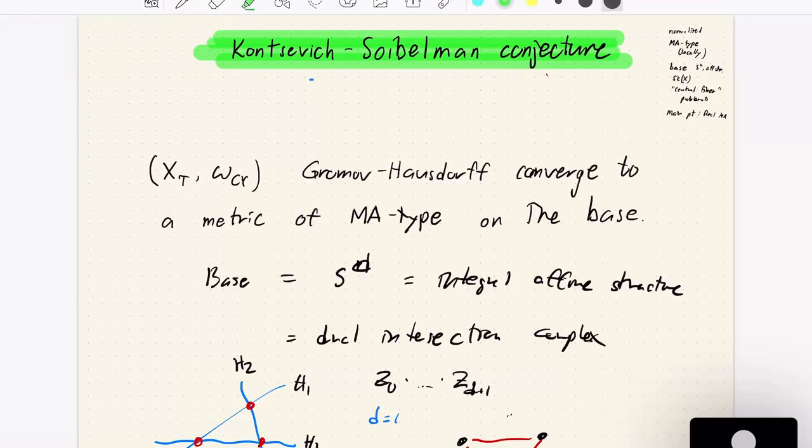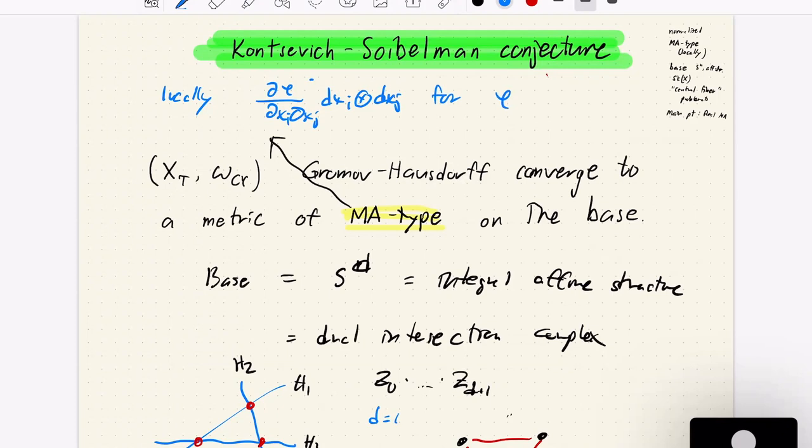Moreover, there's this word called Monge-Ampère type here. By that, this base is going to be equipped with some kind of Riemannian metric. And to say that this metric is of Monge-Ampère type means that it's going to be locally of the form of the second derivative of a convex function, a convex function which actually solves a real Monge-Ampère equation.